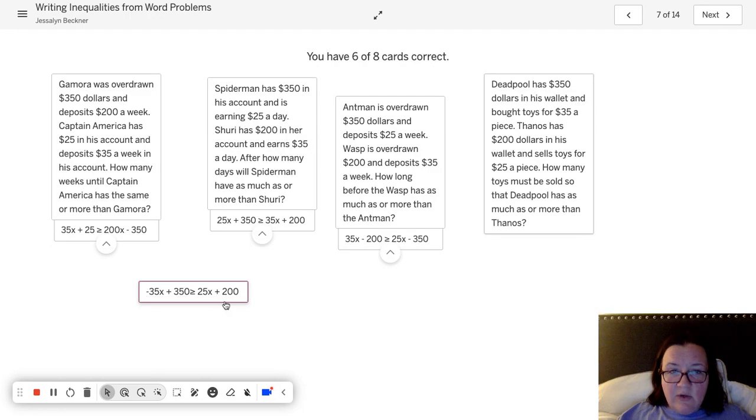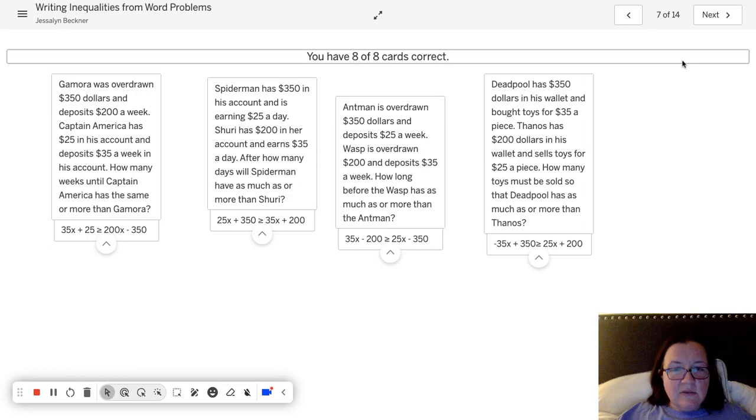Thanos has $200 in his wallet, a positive $200 in his wallet, and sells toys for $25 a piece. So this time he's selling them, which means that he is getting money. Okay, Deadpool is giving away money when he buys things, and Thanos is getting money by selling them. So this is our inequality right here.